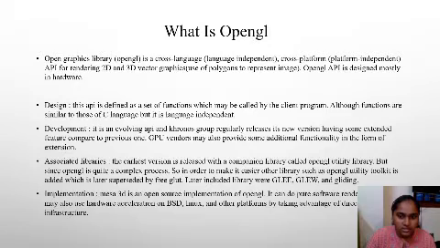Associated libraries. The earliest version was released with a companion library called the OpenGL Utility Library. But since OpenGL is quite a complex process, in order to make it easier, other libraries such as the OpenGL Utility Toolkit were added, which was later superseded by FreeGLUT. Later included libraries were GLEE, GLEW and GLEE.